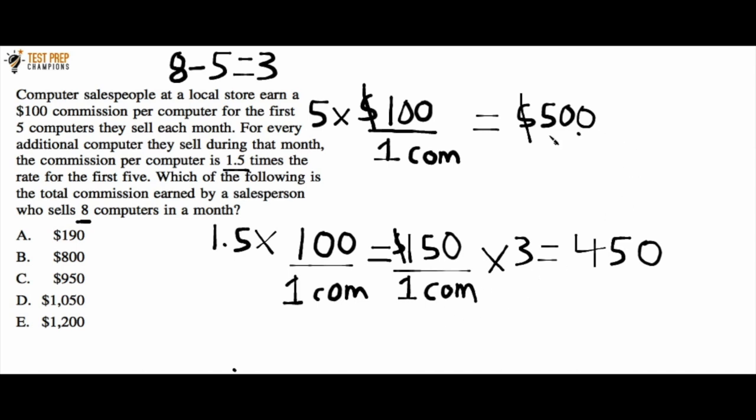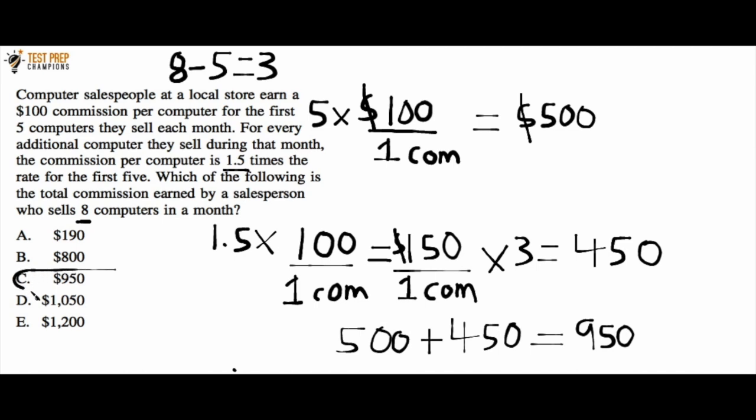So we have $500 that was made on the first 5, and then for the next 3 computers sold, total commission was $450. All right, so we add this up, and that gives us $950. Okay, so hopefully this makes sense. And if you have trouble with this again, don't worry. This is a little bit of a tricky question.